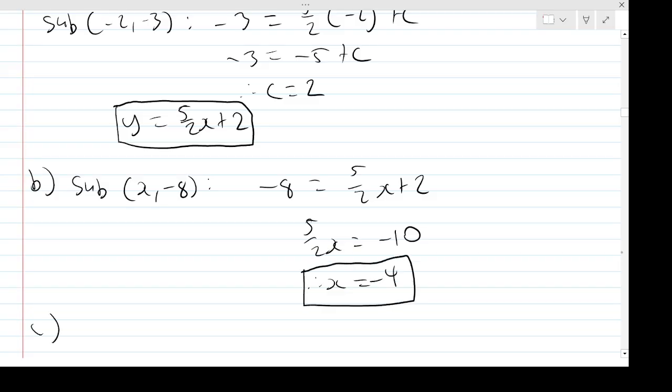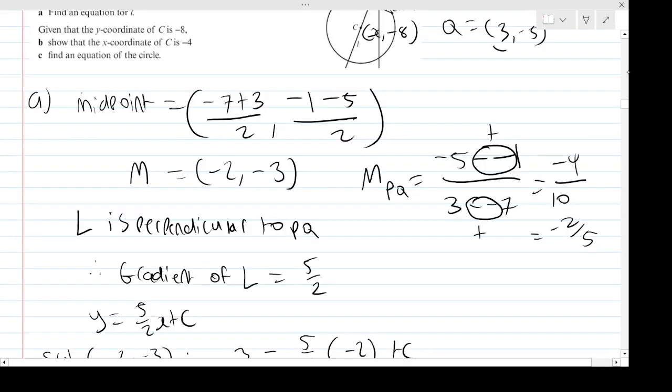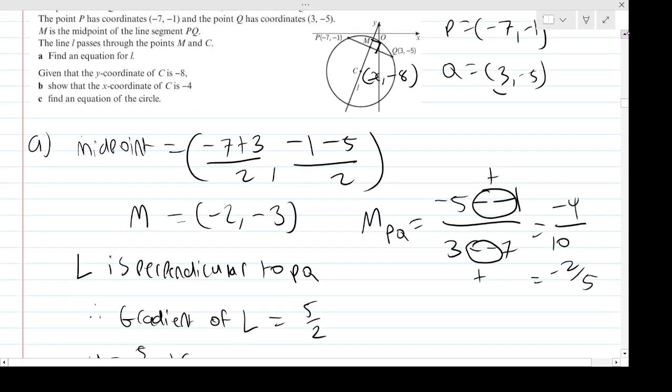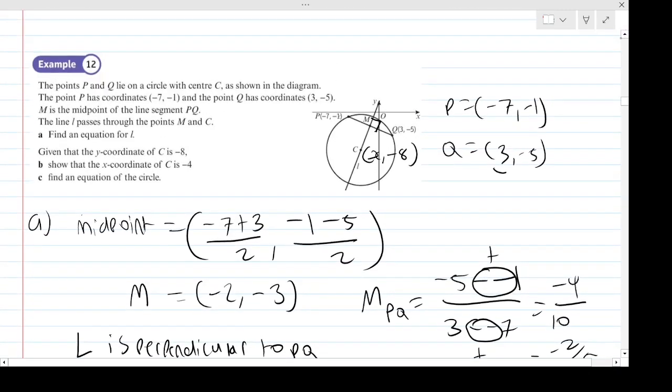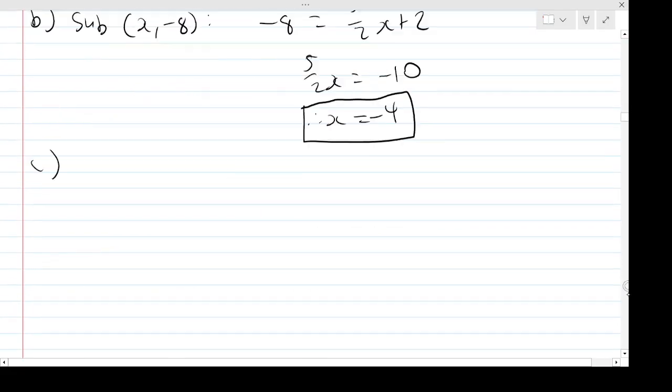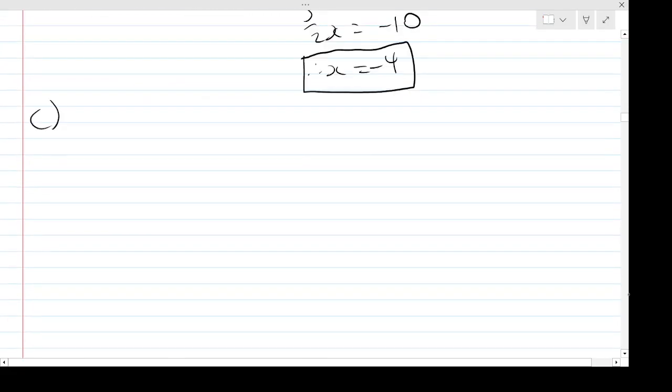Cool. Then part C. Find the equation of the circle. Well, that's fitting because now we found the whole centre point, because we know what x is. X is minus 4. Therefore, the centre is x is minus 4 and y was minus 8. There we are.